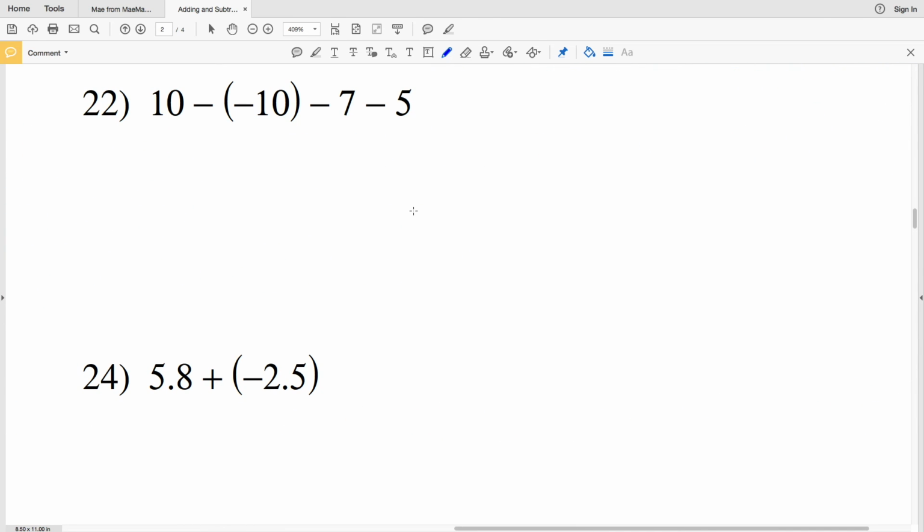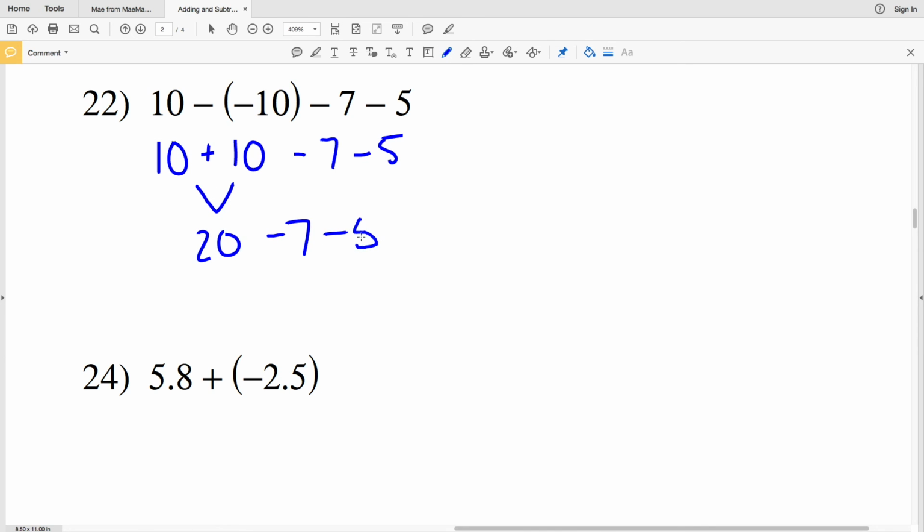And finally, let's do our last problem of this video. We have 10 minus a negative 10 minus 7 minus 5. 10 minus a negative 10 is the same as 10 plus a positive 10. Then minus 7, and then minus 5. So we're going to have 20 minus 7 minus 5. 20 minus 7 is going to be 13. 13 minus 5 is going to leave us with a positive 8.